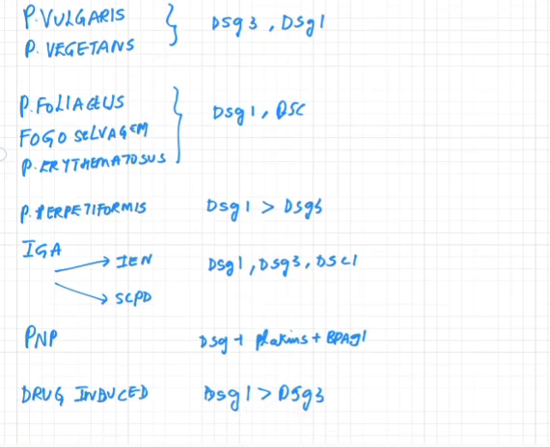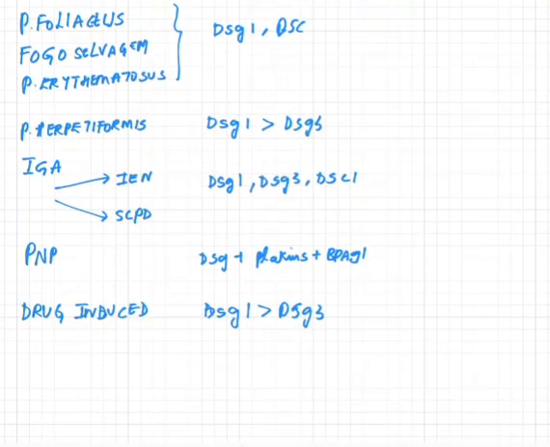Then in IgA pemphigus, we have again two types, the intraepidermal neutrophilic type and the subcorneal pustular dermatosis like type. In this, desmoglein 1 is more affected, as well as desmoglein 3, and more importantly desmocollin 1. Then in paraneoplastic pemphigus, in addition to the desmogleins, we also see the plakins as well as bullous pemphigoid antigen 1 being affected. And in drug-induced pemphigus, both desmoglein 1 and 3 are affected, but desmoglein 1 is more affected than desmoglein 3.